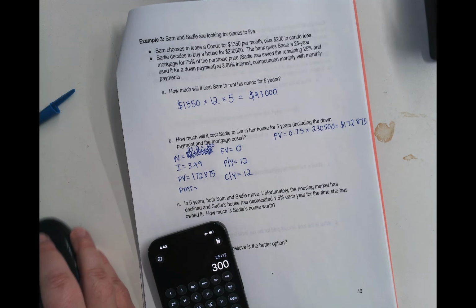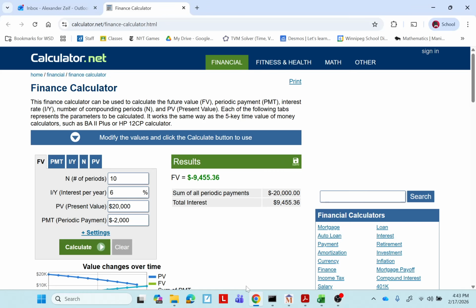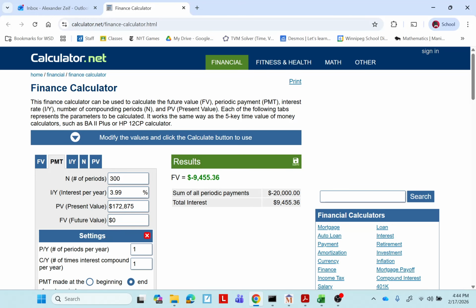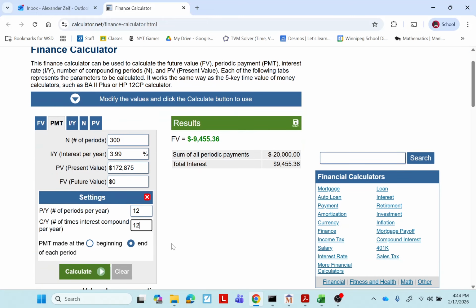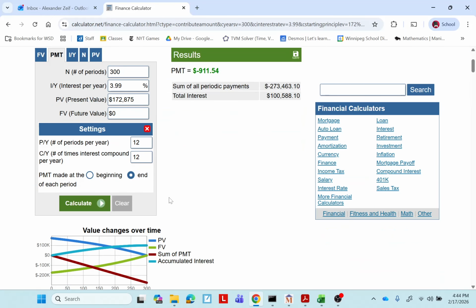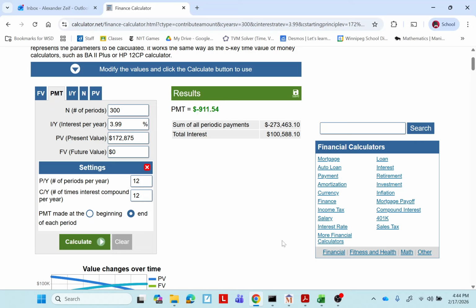So let's go ahead and switch to the financial calculator. We're going to be solving for the monthly payment. So she's making 300 payments, interest rate of 3.99%. The present value is 172,875. The future value is 0. Making monthly payments compounded monthly. Her monthly payment amount is $911.54. So I'm just going to write it down here while I still have the financial calculator open.